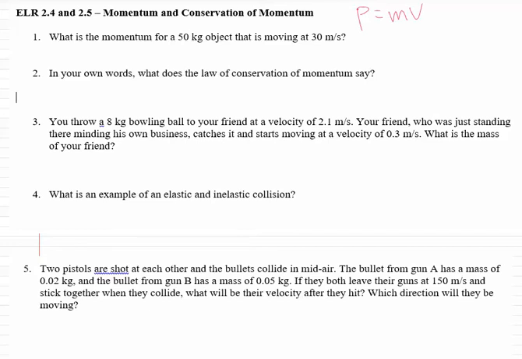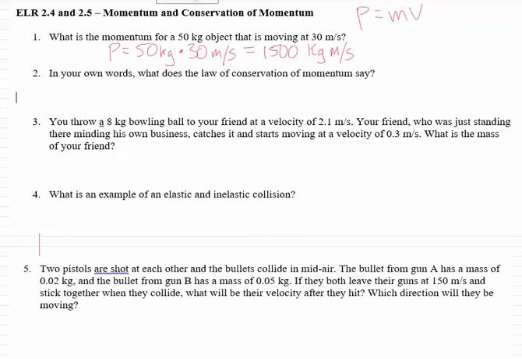So the first one's saying, what is the momentum of a 50 kilogram object with 30 meters per second? So it's as easy as they come. We're solving for momentum. We don't know what that is yet, but we do have our mass and our velocity. So mass is 50 kilograms, and we have to multiply it by our velocity, which is 30 meters per second. And 50 times 30 is 1,500. And our units for these are a little bit weird since we're doing kilograms times meters per second. Our unit is kilogram meters per second.